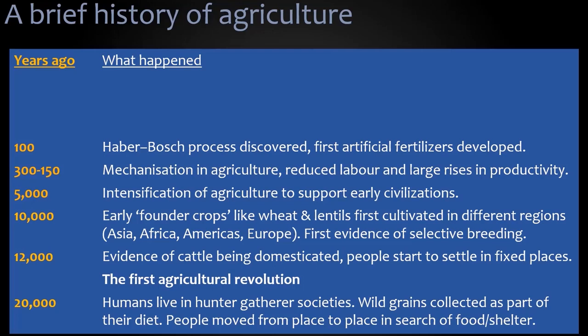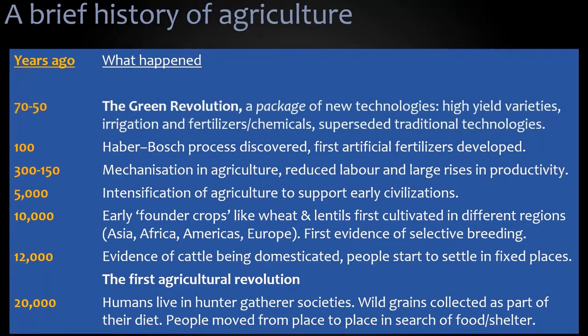100 years ago, we discovered the Haber-Bosch process, which allowed us to develop artificial fertilizers. Until that point, all the fertilization to increase the nutritious value of the soil was done through manure from animals. But there's insufficient manure to do this, so artificial fertilizer development was a huge boost in our ability to produce more food.